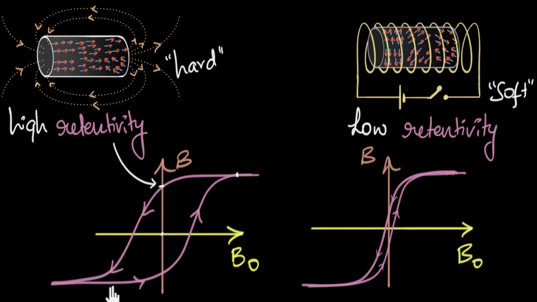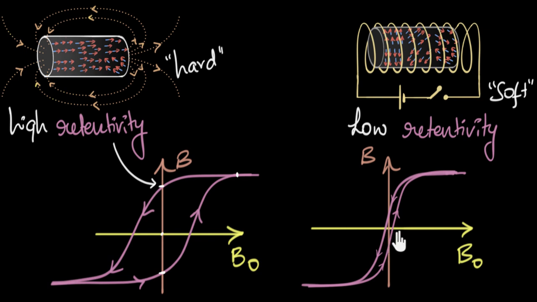And we can say the same thing in the other direction as well. You can see when the magnetic field in the other direction is also reduced to zero, the magnetic field inside stays pretty high. So these two points, this length in the graph, represent retentivity, and you can see it is high retentivity. What happens in this slim graph?